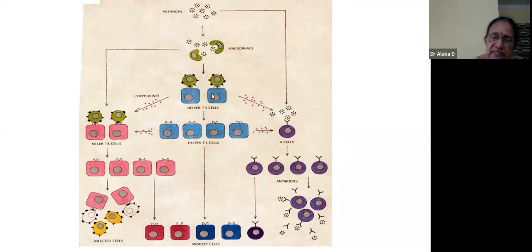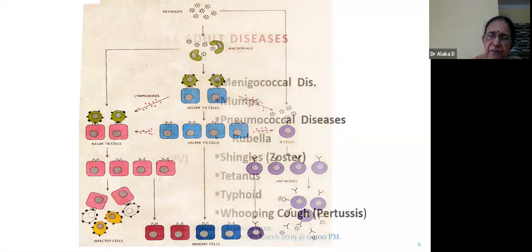So the whole process one doesn't have to undergo again, and these memory T4 cells will immediately produce the antibodies, will produce the natural killer cells, and they will attack the microbes. So this is how the immune system functions.